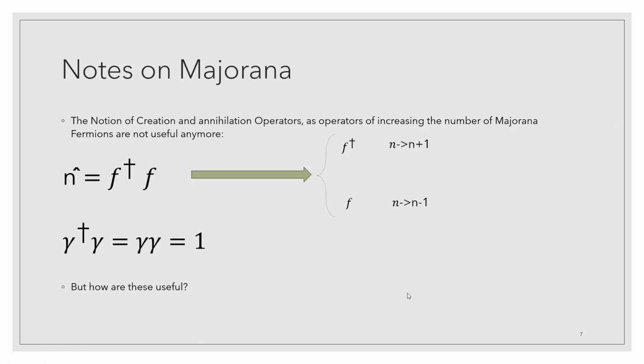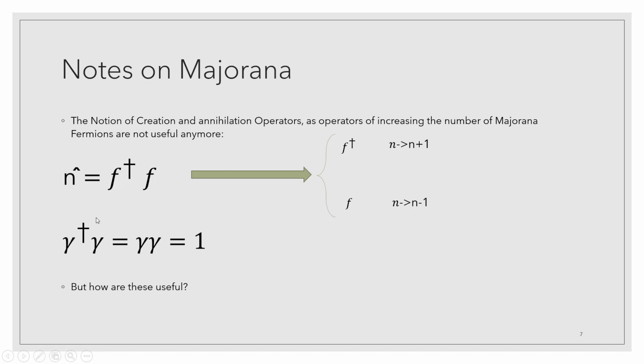So let's have some notes before going ahead. Right now we defined gamma and gamma dagger, or gamma 1 and gamma 2, as the real and imaginary part of the complex fermions. And it is important to note that the notion of creation and annihilation operators, as operators of increasing the number of Majorana fermions, are not useful anymore.